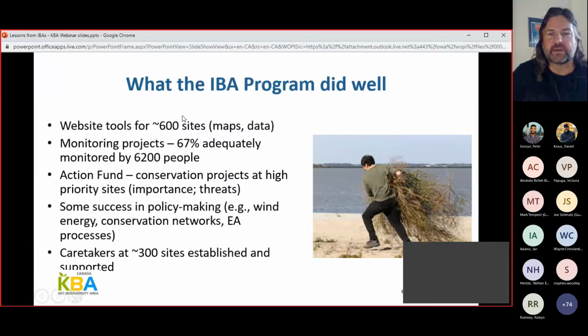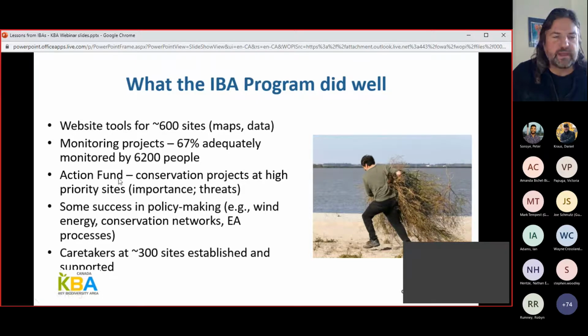So reflecting back on what the IBA program did well over the last 20+ years, the website that contains all the maps and the data and the monitoring information that people rely on for finding information about these sites when development is proposed or there's some kind of action needed. Monitoring was very well taken up by our community of interest. 67% of our IBAs we consider adequately monitored by about 6,200 people every year through programs such as eBird and bird atlases and marsh monitoring program and so on.